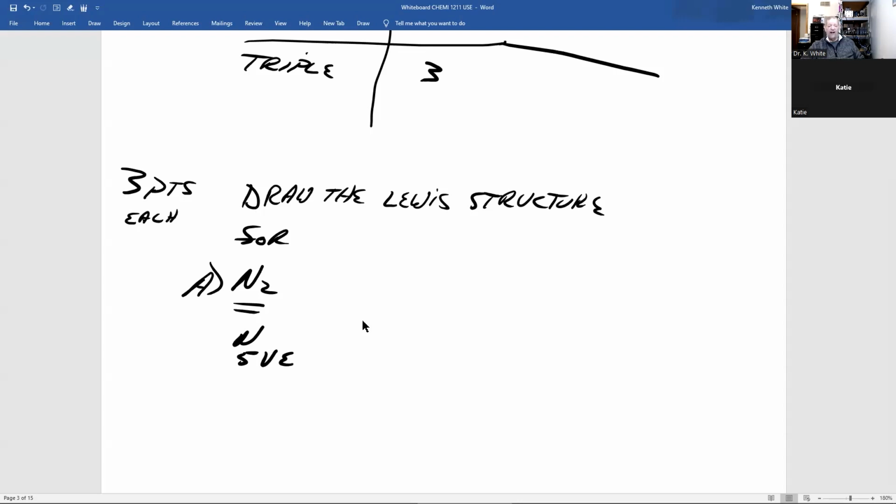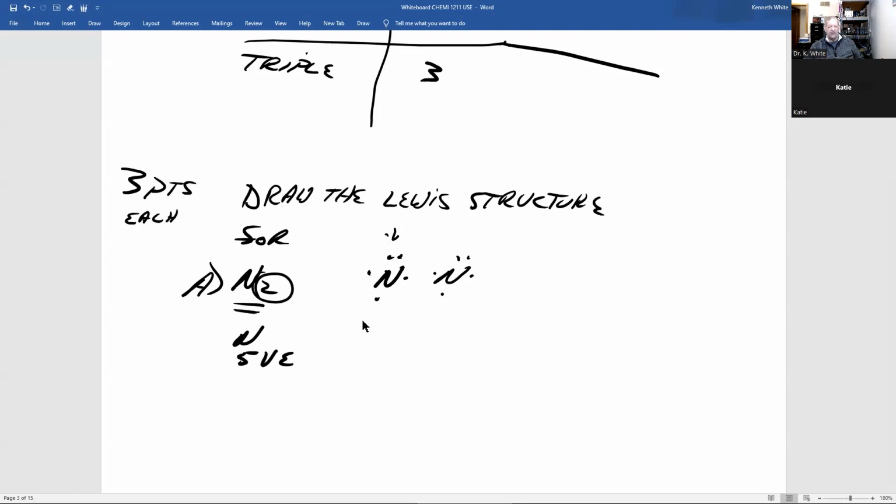So I draw 1 nitrogen. Remember, a dot on each side before you double up. An organic chemist always puts the non-bonding pair of nitrogen on top. You don't have to, but I am an organic chemist, and we do that. I don't know why. And here's the second nitrogen.